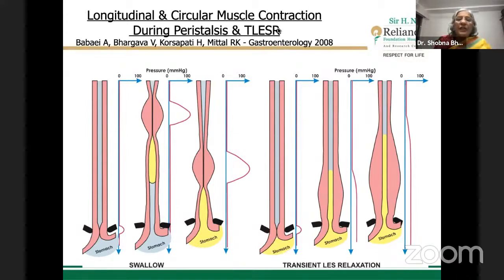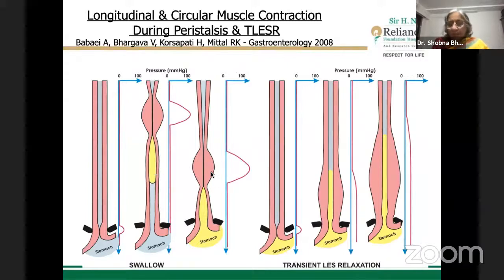where the longitudinal and circular muscle contractions during peristalsis and TLESRs were shown. And what we know from many of these studies, this was of course a little later study, is that the longitudinal muscle begins to contract as soon as the swallow is initiated and crosses the upper esophageal sphincter. As a result, the esophagus and the part of the LES actually move upwards. The esophageal musculature thickens and the muscle starts relaxing. Now, at these points, if you notice, this is the contraction of the esophagus, and this is the bolus. The yellow is the bolus of food, which is in front of the contractile segment.